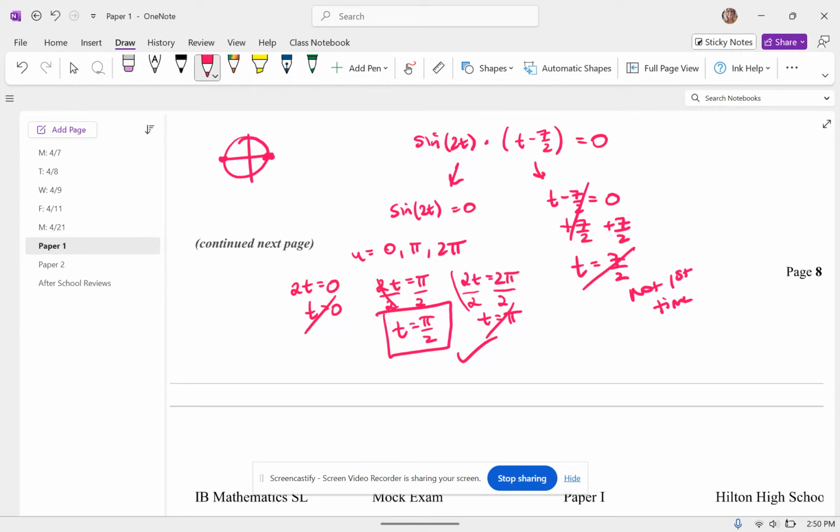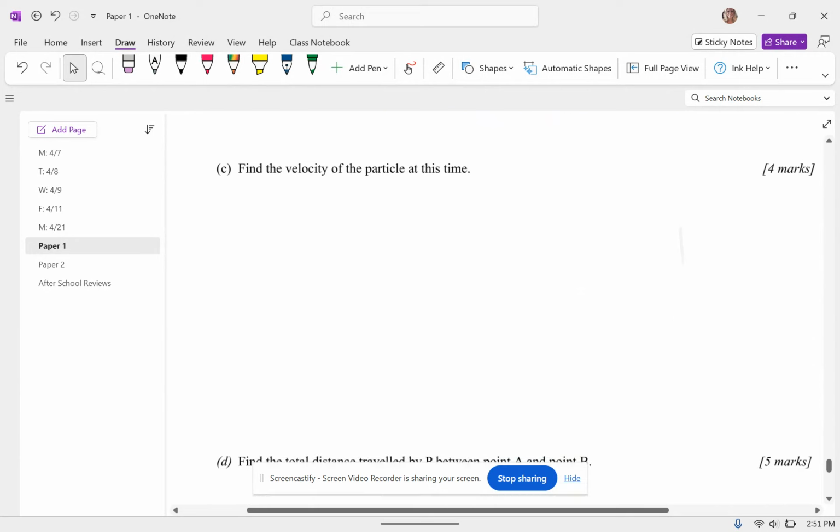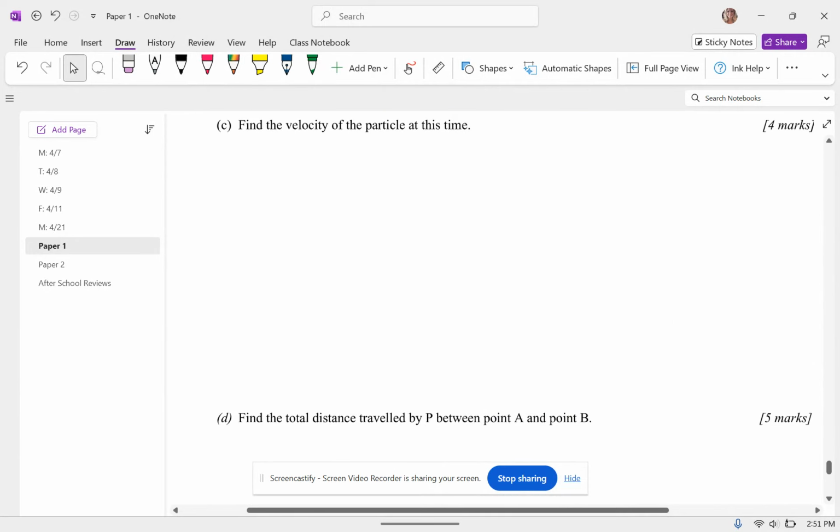Okay? Any questions? No? All right. Cool. The last one. Oh, no. This is C. Last two. Find the velocity of the particle at this time.